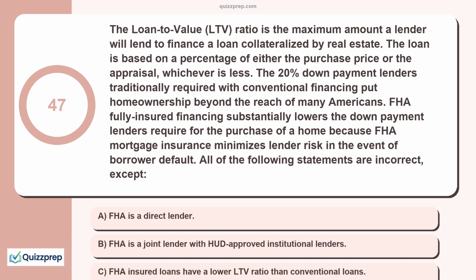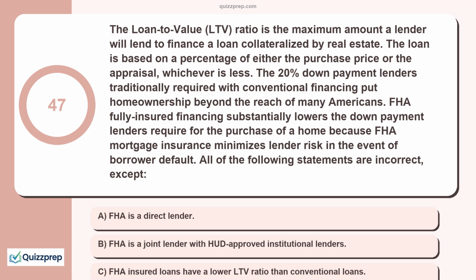FHA mortgage insurance premiums, MIPs, can be paid at closing or included into the loan amount and paid monthly. FHA mortgage default insurance protects lenders in the event of borrower default. A is incorrect. FHA is not a direct lender. B is incorrect. FHA is not a joint lender, but provides borrower-paid insurance to protect lenders in the event the borrower defaults on the loan.